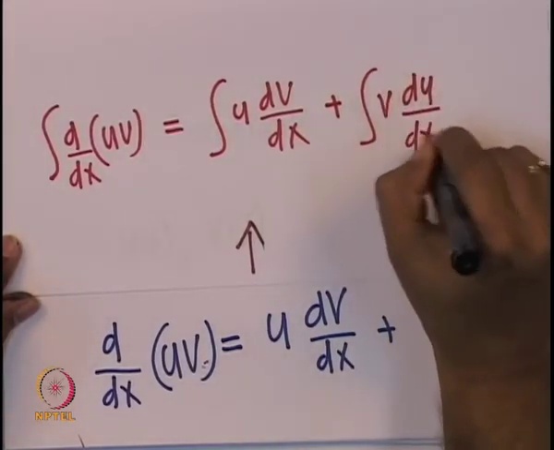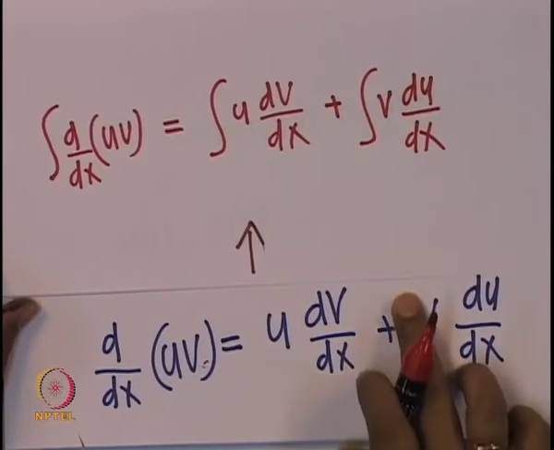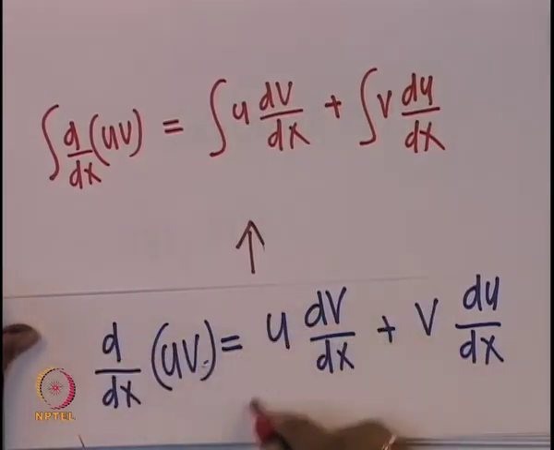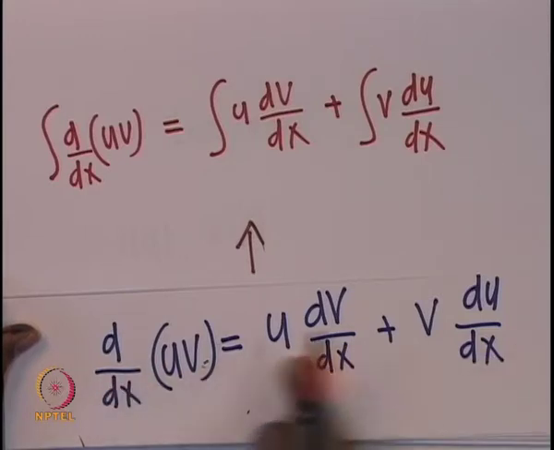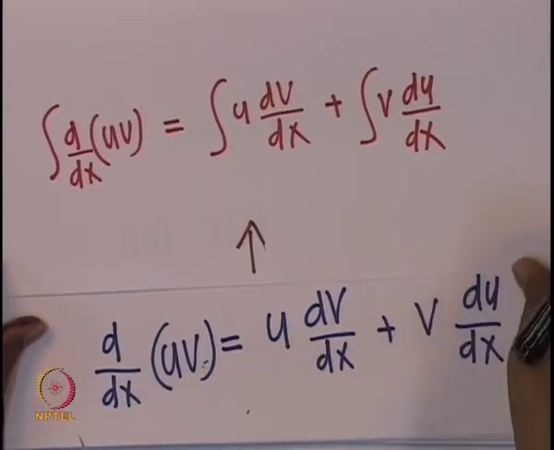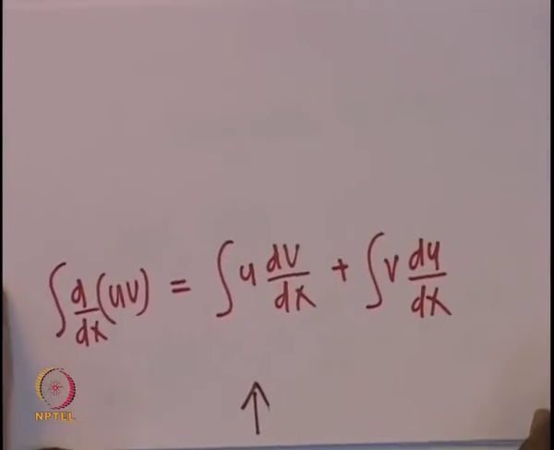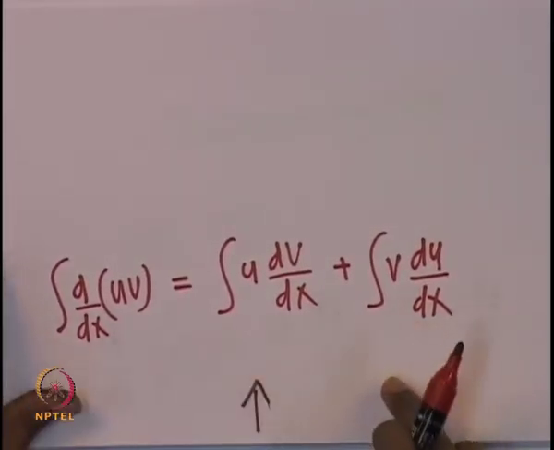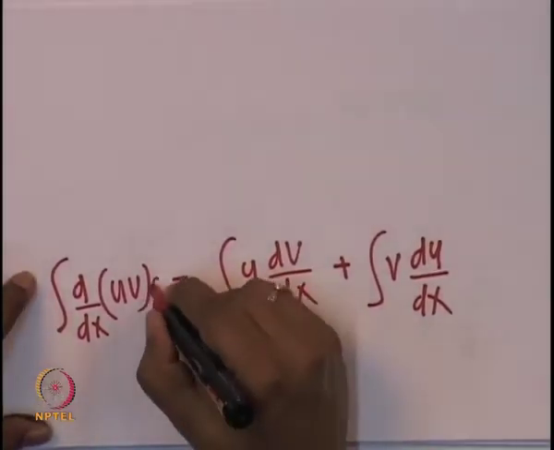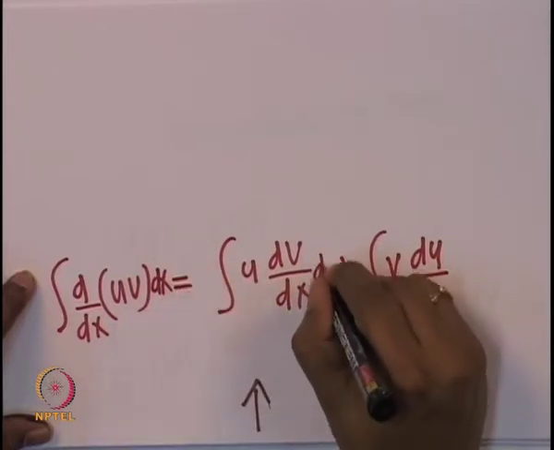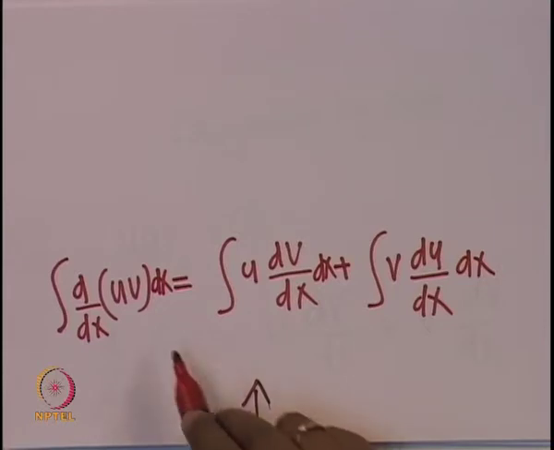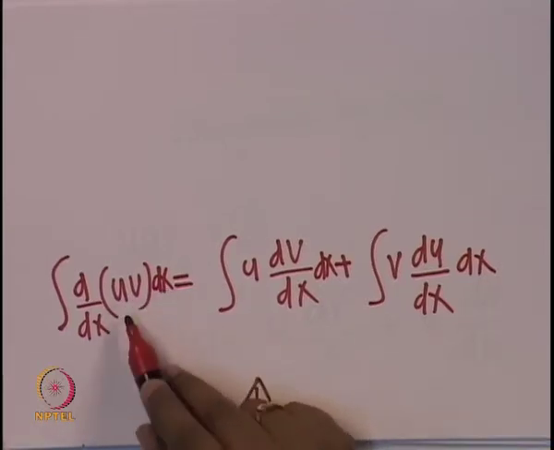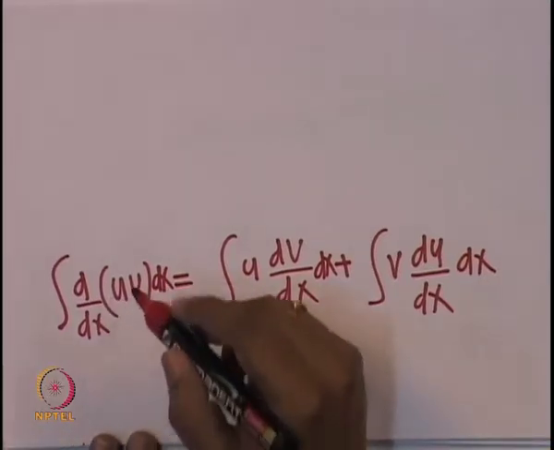So, what did I do? I just put integral here, here, here. So, I integrate on both sides of this equation. This equation is something that we had learned. Then what do we get? We get something like this. When I integrate, I have to put a dx everywhere. So, I have a dx here and a dx here. So, what is d by dx u v dx? This has to be u v itself.